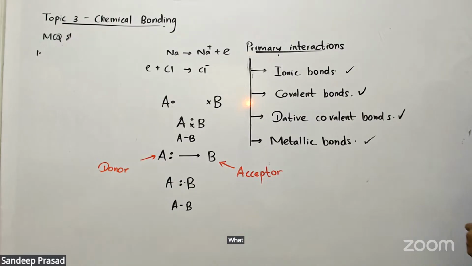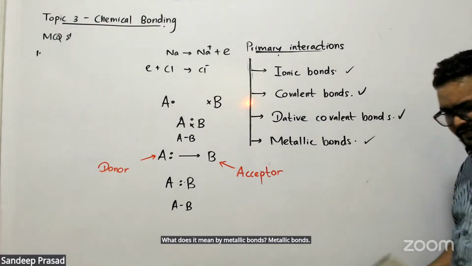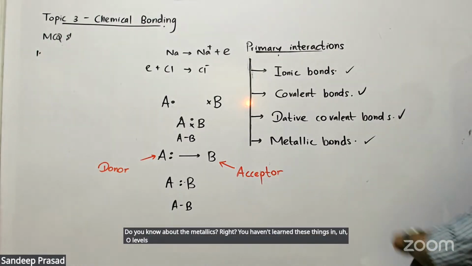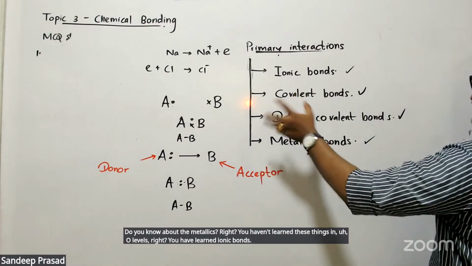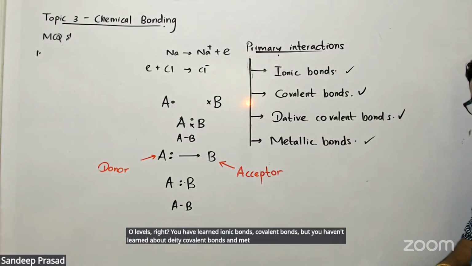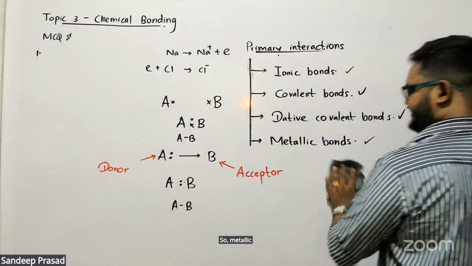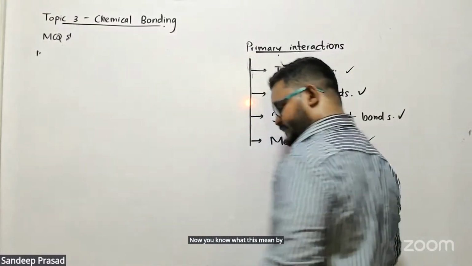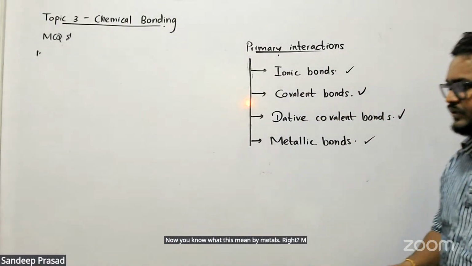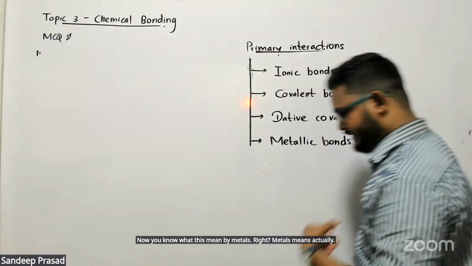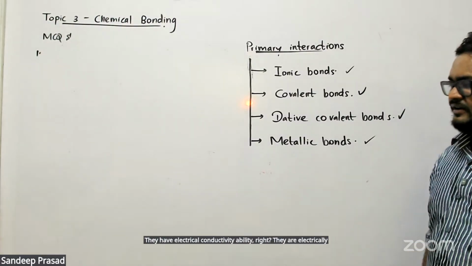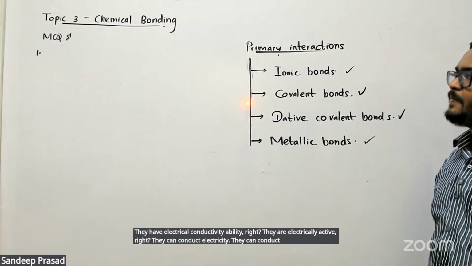What does it mean by metallic bonds? Do you know about metallic bonds? You haven't learned these things in O levels, right? You have learned ionic bonds, covalent bonds, but you haven't learned about dative covalent bonds and metallic bonds. So metallic bonds means it's something like this. Now look at this one, Ilu. Now you know what is meant by metals, right? Metals have electrical conductivity ability. They are electrically active. They can conduct electricity, they can conduct thermal energy, right?